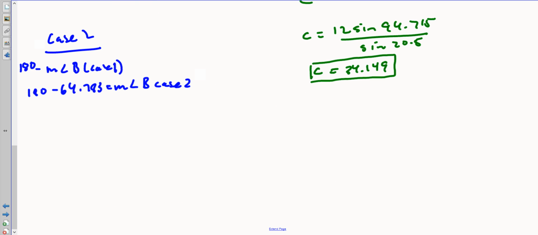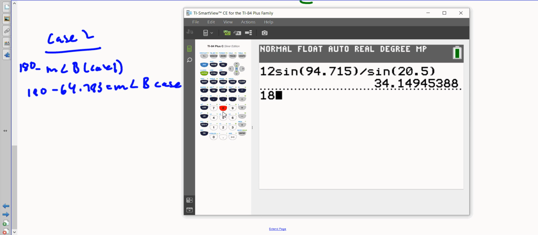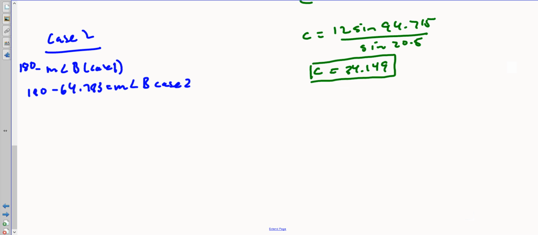Once again, take our calculator. You can take 180. So we're going to find the linear pair from that. 180 minus 64.783. And what we have then right here is 115.